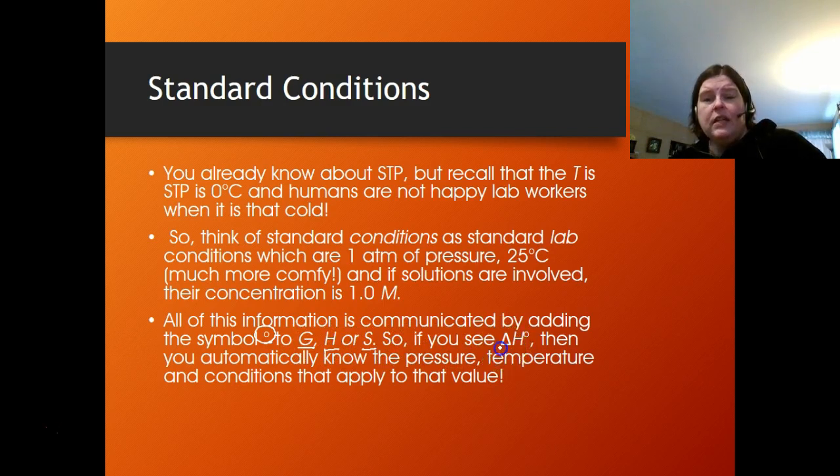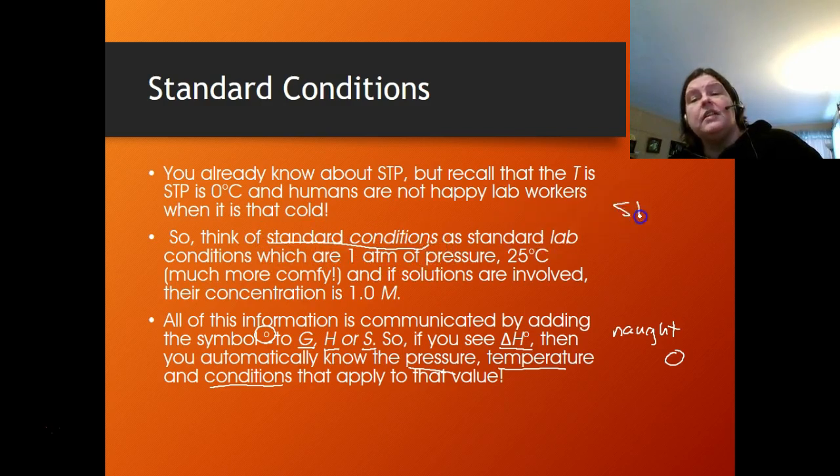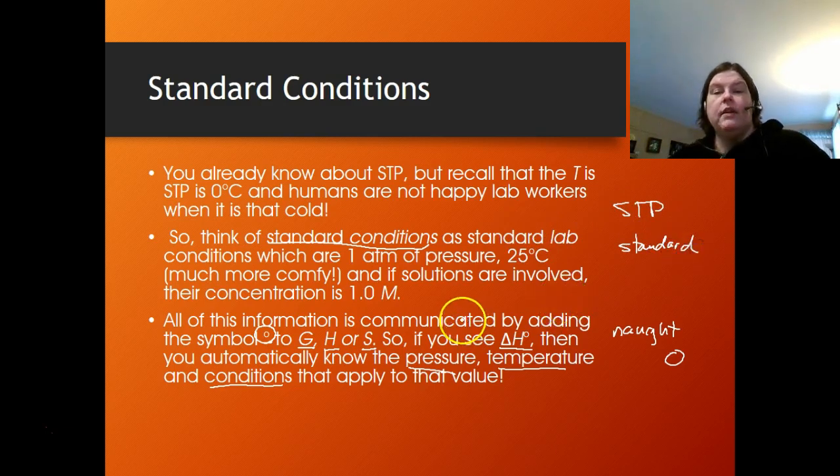So if you see delta H naught, that thing is usually said as naught. That's N-A-U-G-H-T, naught. It's an old word that meant 0, okay? Then you automatically know what the pressure and the temperature, and if you have a solution, any other conditions that would be standard conditions. That's really important. And this is where every year I have to look up the difference between STP and standard conditions because they're very similar, but they're different. So now you know why I had that problem when I was talking about gas laws.